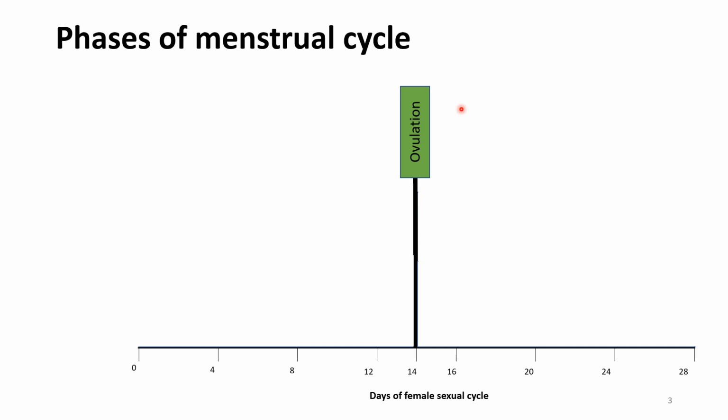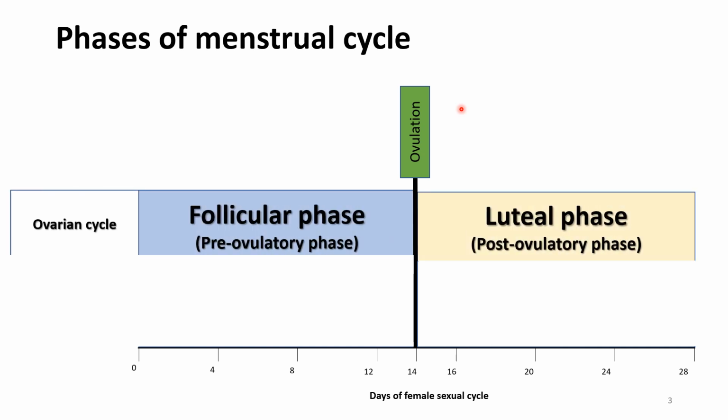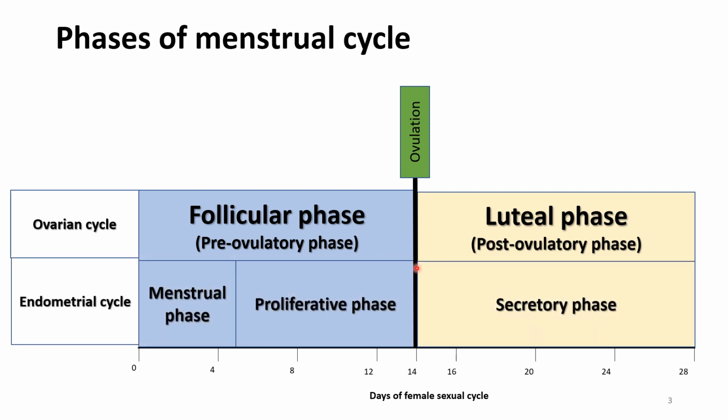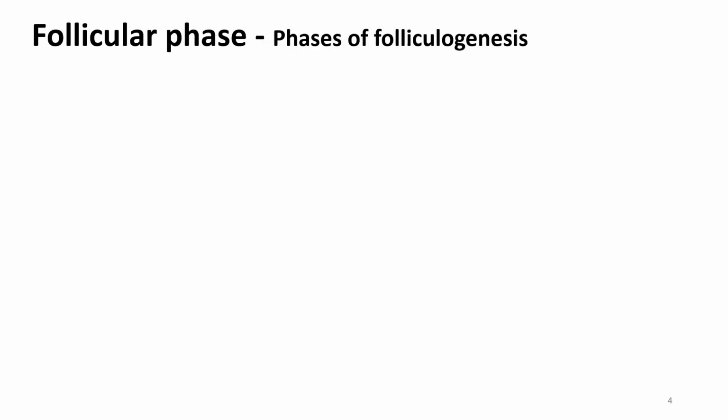So in the ovarian cycle, there is a follicular phase or the pre-ovulatory phase and a luteal phase or the post-ovulatory phase. In the endometrial cycle, the first 5 days, it is the menstrual phase, followed by the proliferative phase, and after ovulation, it is the secretory phase. Now we'll be seeing about the ovarian cycle. Now about the follicular phase.